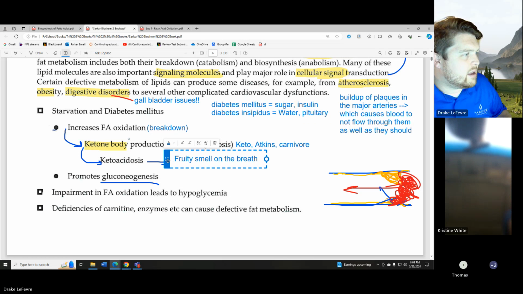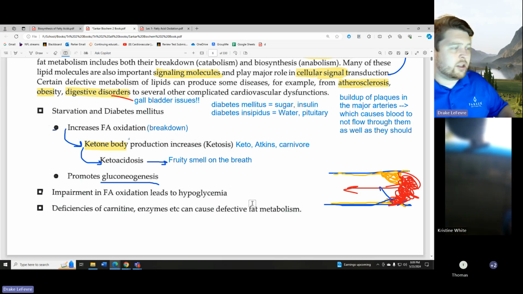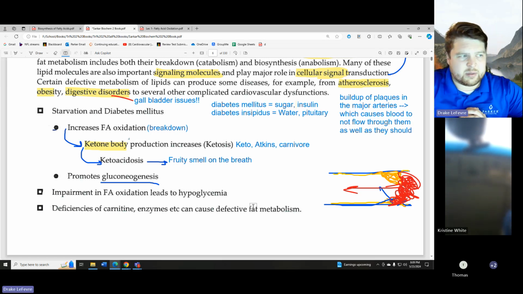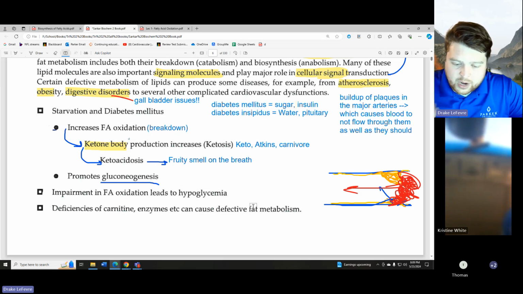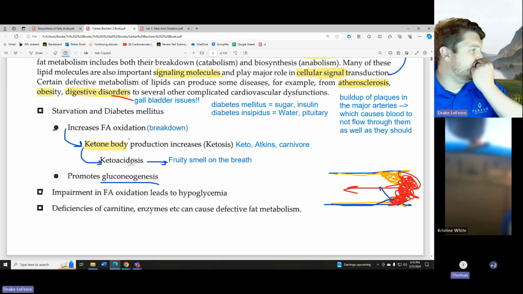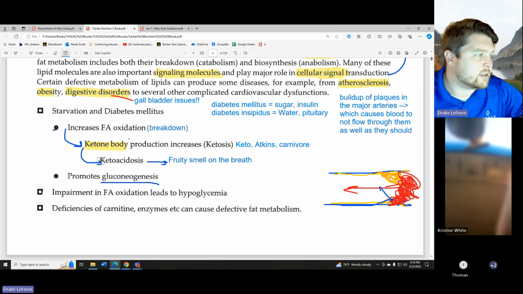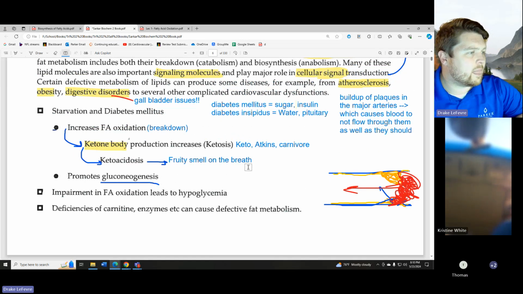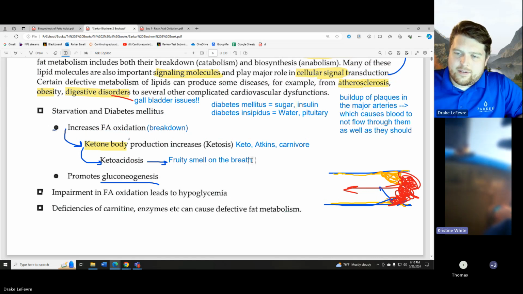Okay. Literally, if somebody does have diabetes or something like that, and they pass out or whatever, and you smell their breath, and it smells super, super fruity. It smells sweet. That's a sign that they're in ketoacidosis, and they need help right away. Or it's going to smell like acetone.